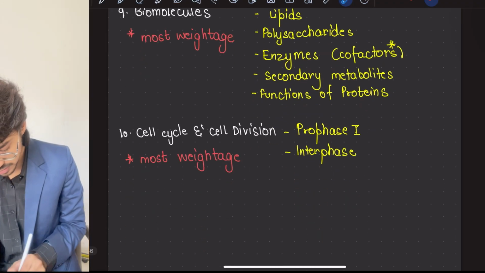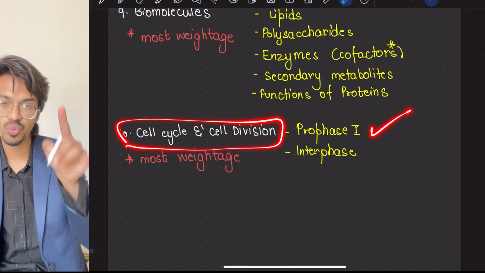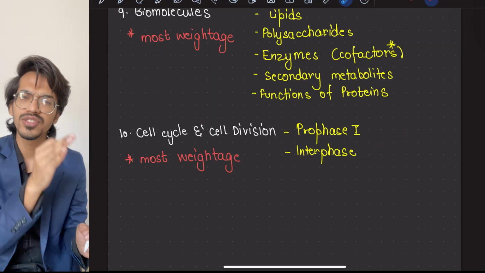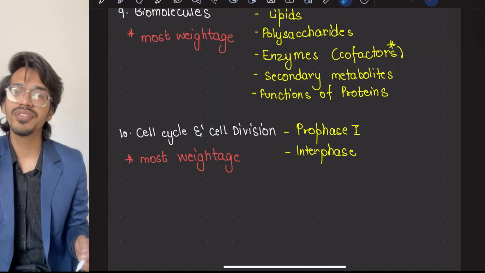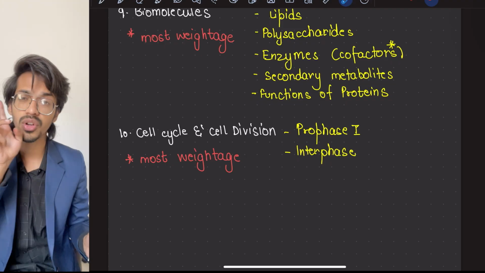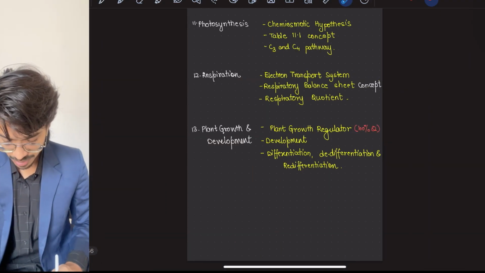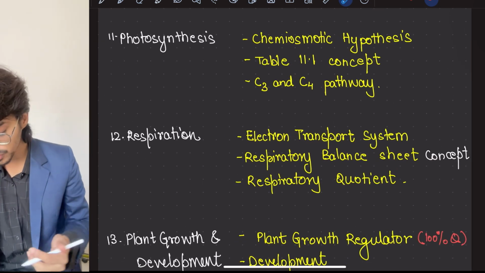Moving on, the cell cycle and cell division. Prophase 1, definitely question coming. Interphase, where S phase, G1 phase, G0 phase, G2 phase, definitely question coming. At least one question from this prophase will definitely come. Okay, so higher weightage. Then coming up to the next unit, that is photosynthesis.